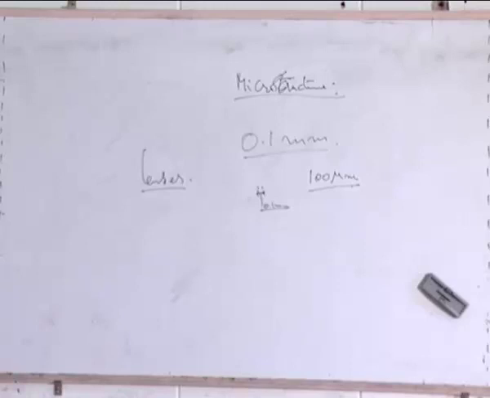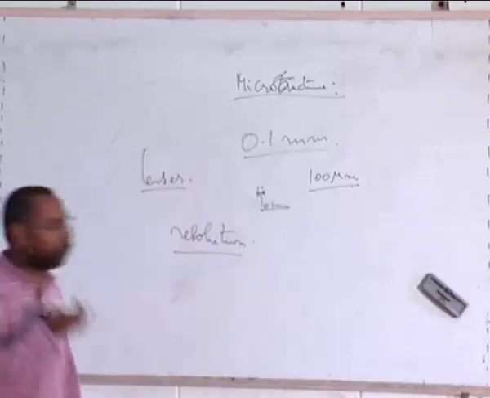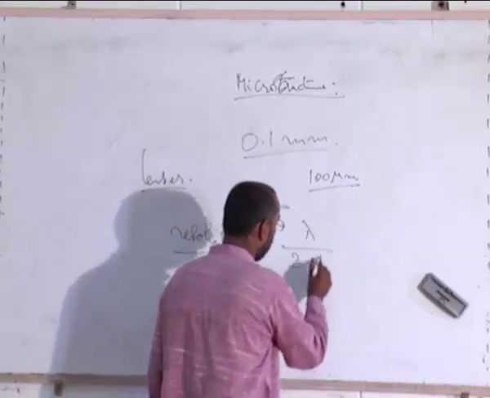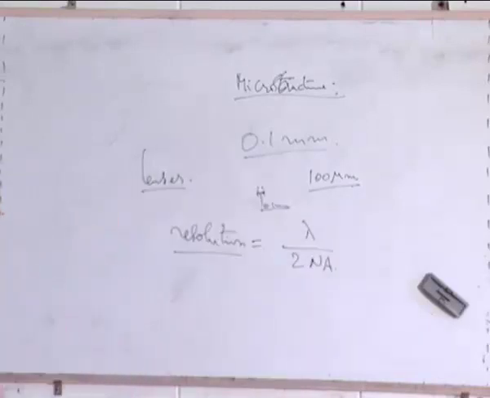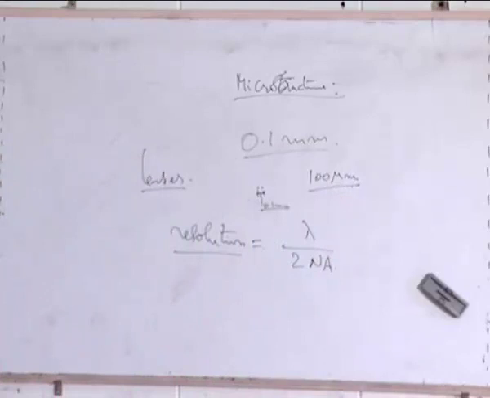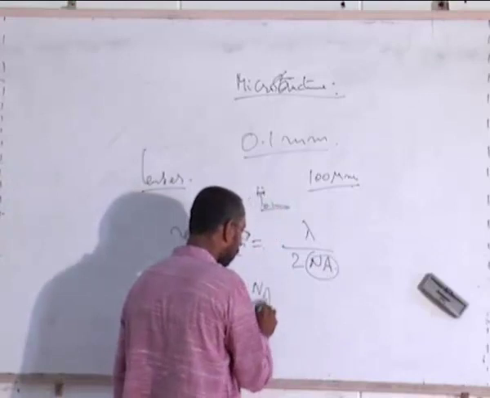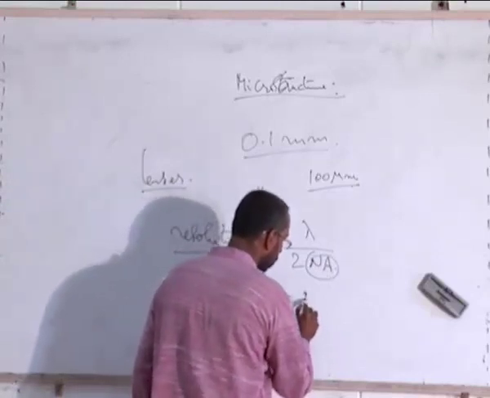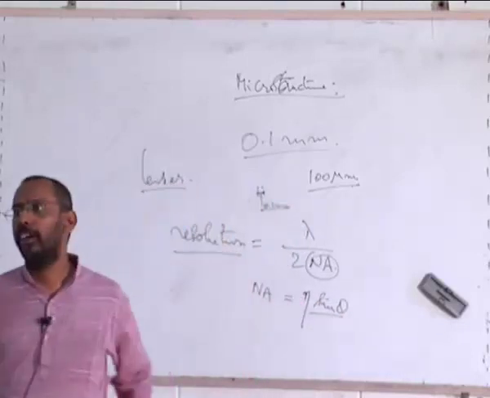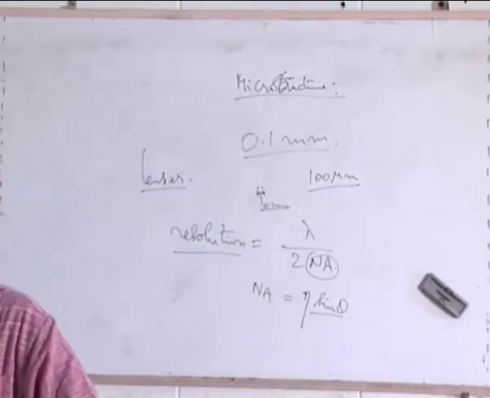The resolution of a lens is usually defined in terms of what is called lambda by 2NA. Have you come across this statement anywhere? For any microscope, this is the formula that we use, where lambda by 2NA is the resolution, where NA is the numerical aperture. Numerical aperture can be written as nu into sin theta, where theta is the angle of collection of rays, and nu is the refractive index.